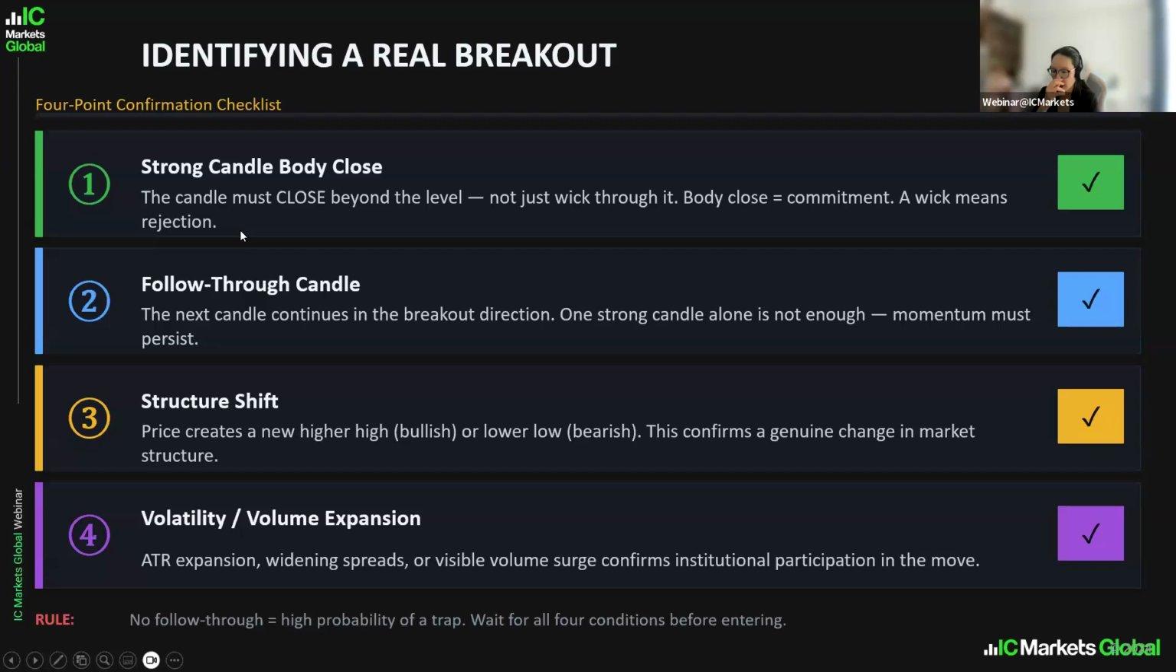A wick is just liquidity, nothing. It's not a real price. It's just the high or the low that the candle pushed to make. Follow-through candle: the next candle continues in the breakout direction. One strong candle alone is not enough. They say that momentum must persist.